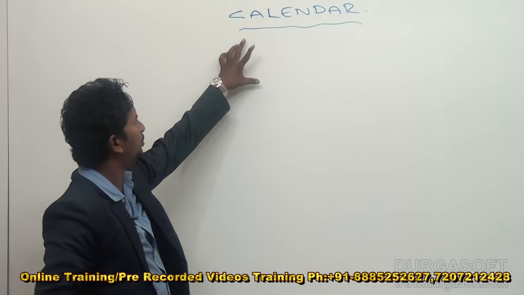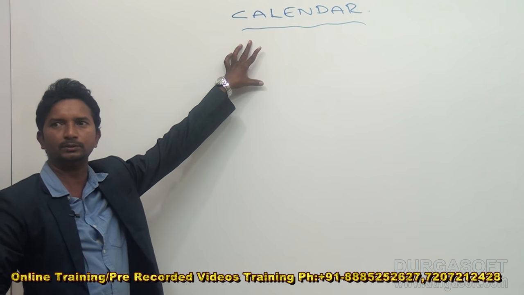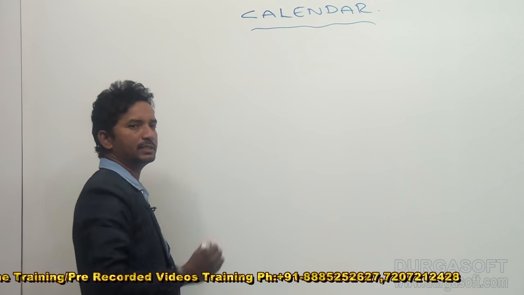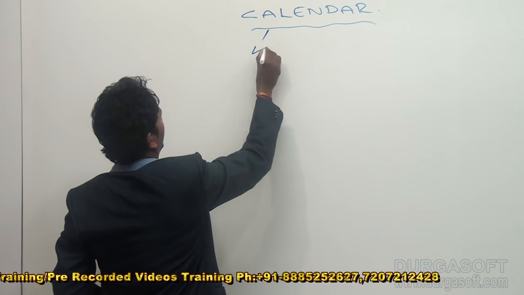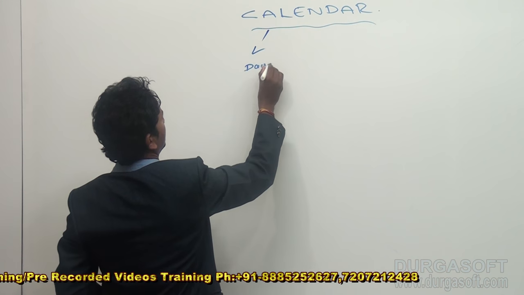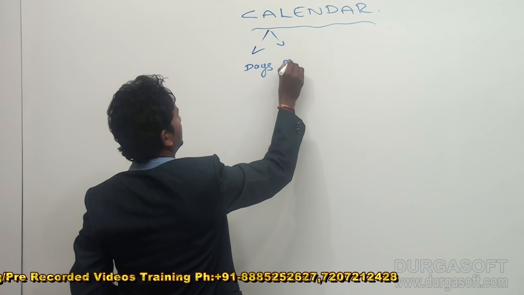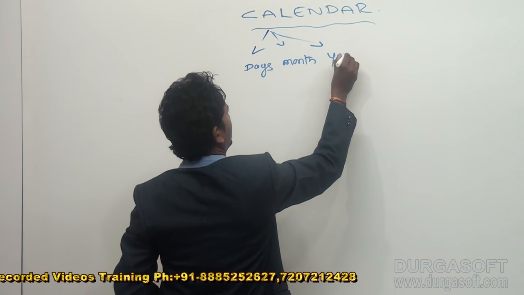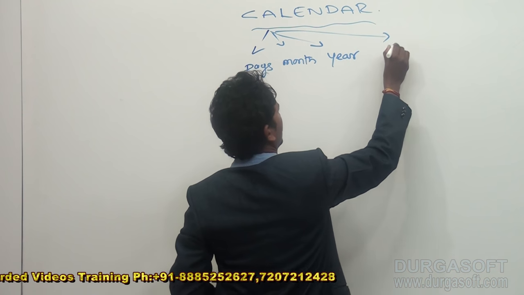So today's topic is calendar. So what is called a calendar? Calendar means days, and again month, year, century.